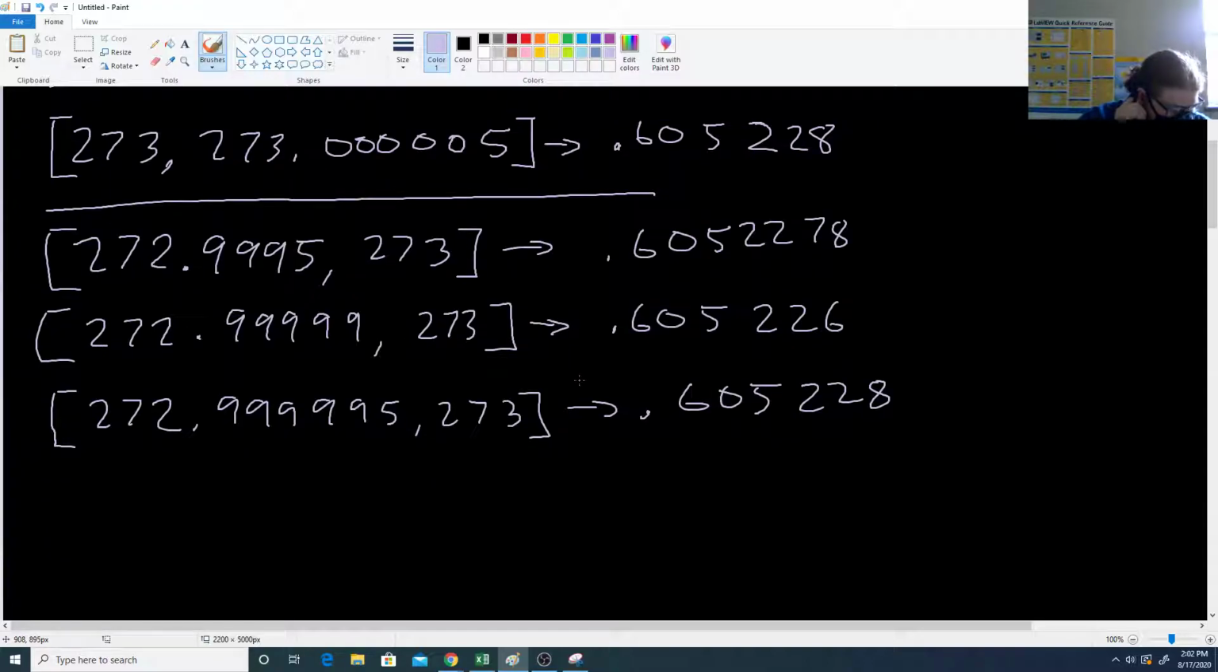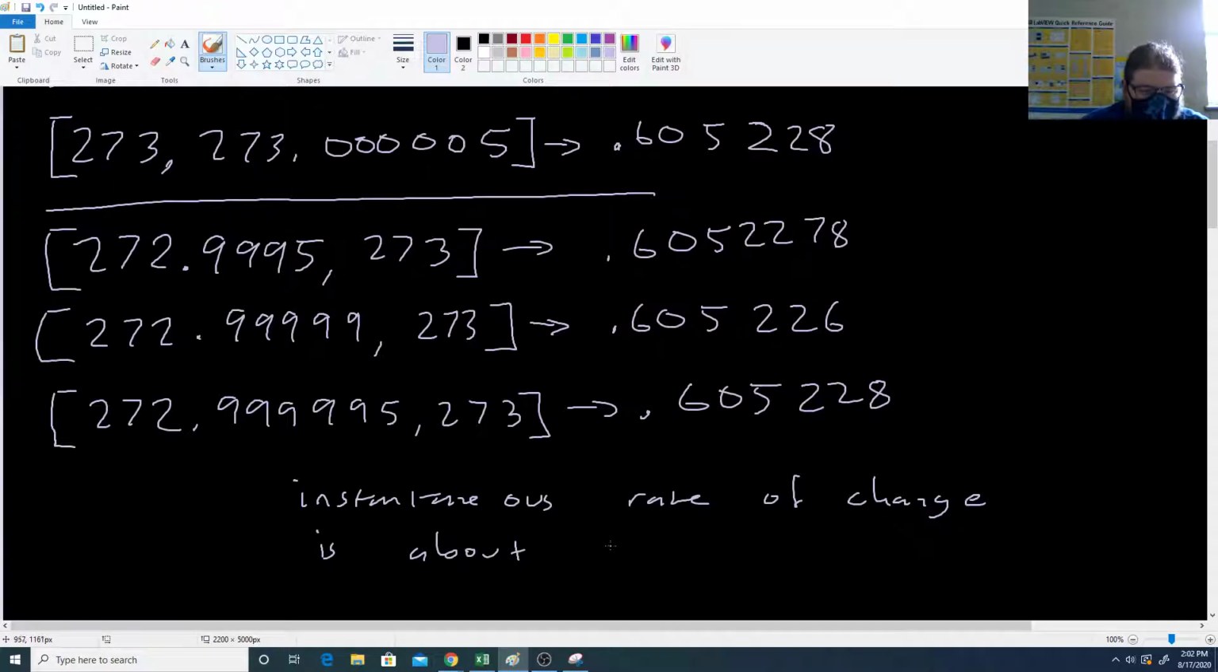So we're going to say our approximation of the instantaneous rate of change is about, going out to 3 decimal places, 0.605. And then we have to think about the units.